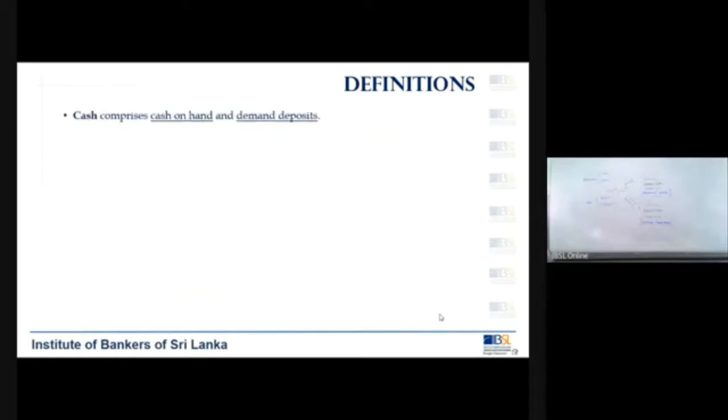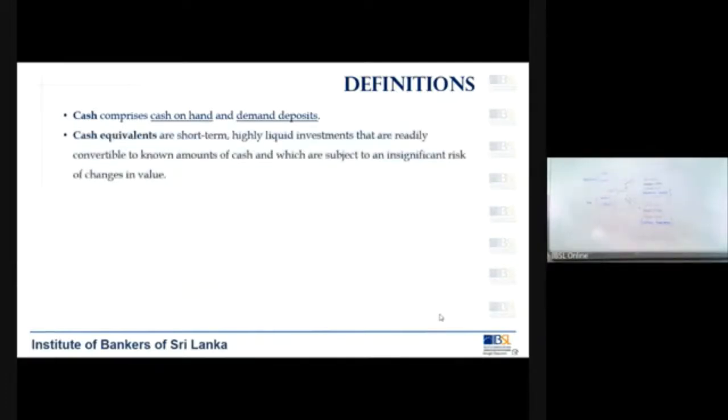So let us look at some definitions. What do you mean by cash? Cash means it is the cash on hand and the demand deposits. We call it cash on hand and demand deposits. Cash equivalents are short-term, highly liquid investments that are readily convertible to known amounts of cash and which are subject to an insignificant risk of changes in value.